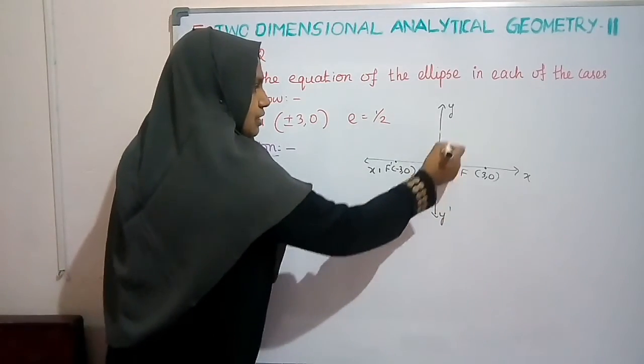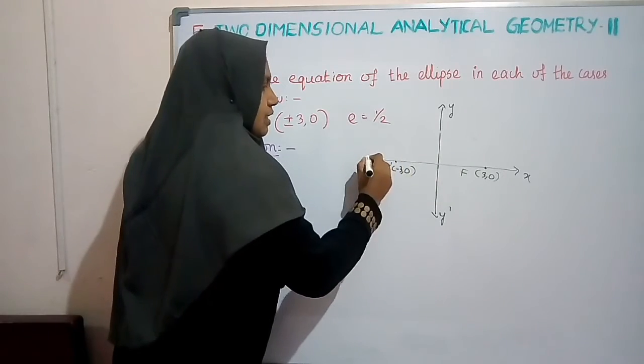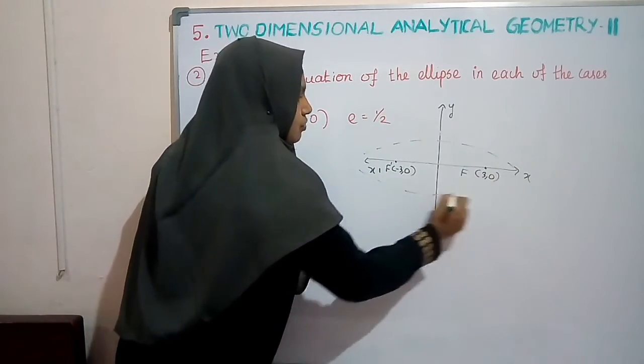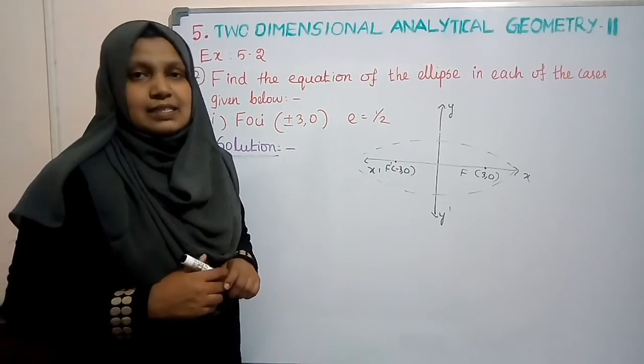Suppose if it were on the y-axis, you would draw the ellipse like this. But here the focus is on the x-axis, so our ellipse comes like this. Therefore we can say the ellipse is along the x-axis.